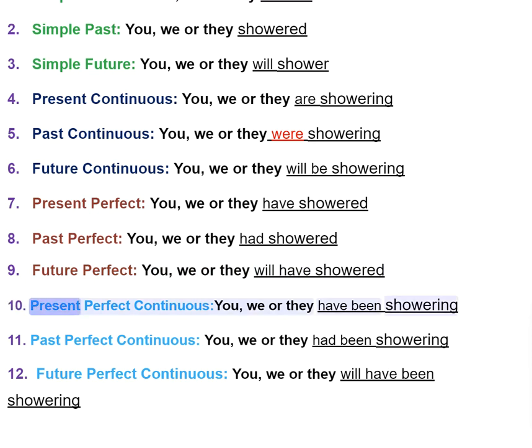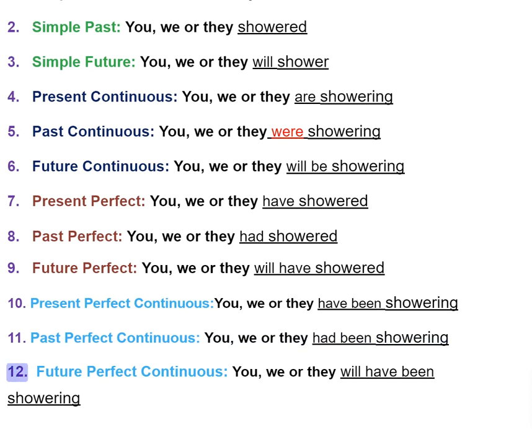10. Present perfect continuous, you, we or they have been showering. 11. Past perfect continuous, you, we or they had been showering. 12. Future perfect continuous, you, we or they will have been showering.